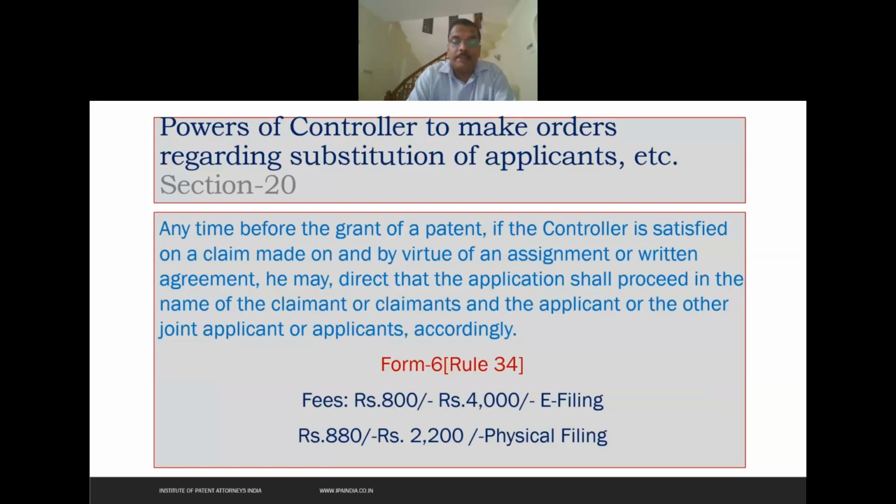Suppose Mr. A is the applicant. Inventor and application belongs to Mr. A. Suppose he is assigned to some company or some person, then there may be an assignment. In that case, you have to change the name of the applicant, or the inventor is no more, then you have to incorporate the legal heirs of the deceased inventor. That is why this section is providing one form.